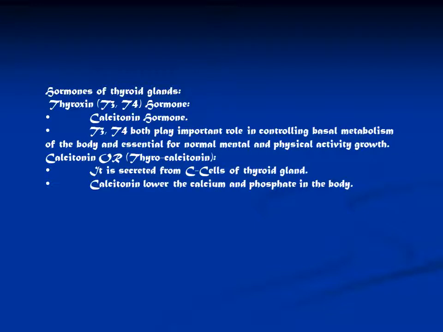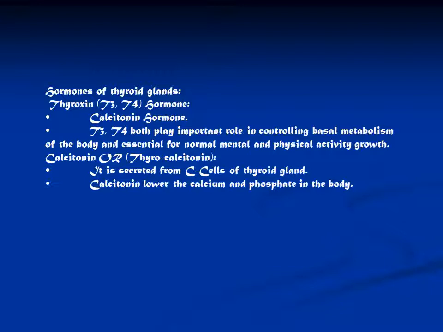Hormones of the thyroid gland: thyroxine, collectively known as T3 and T4 hormones, and calcitonin hormone. T3 and T4 mean thyroxine hormone. Both play an important role in controlling the basal metabolic rate of the body and are essential for normal mental and physical activity and growth. Calcitonin or thyrocalcitonin.